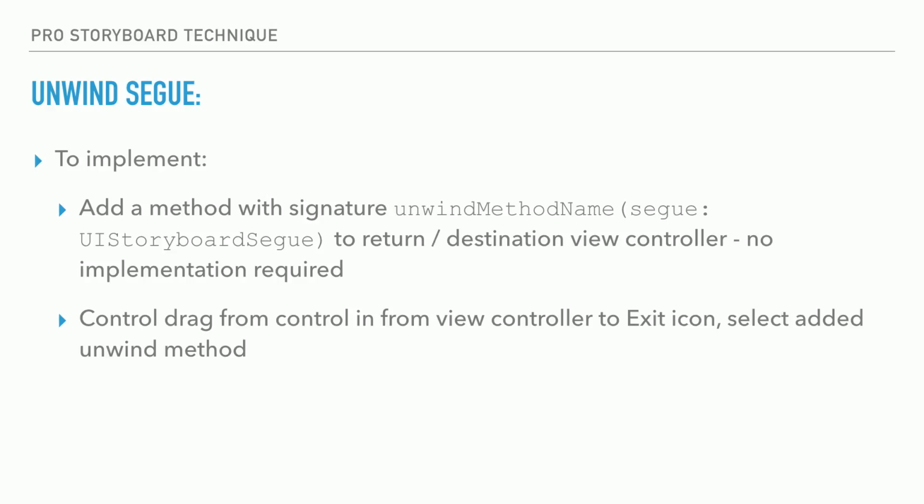Then, in the view controller that you've navigated to and you want to be able to go back from, you just have a control. That can be a button. It can be anything else that would respond to an interaction. You just control drag from that to the exit icon. We're going to take a look at that. And then you select that unwind method. And it'll tell you, because it knows what unwind methods are available, so it'll be able to tell what are the options to be able to get back. So let's take a look at this.